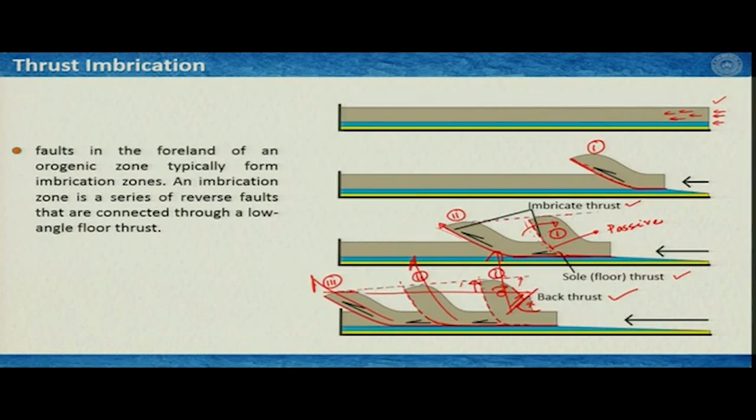An imbricate zone or an imbricate stack may be confined between a floor and roof thrust. We'll learn about it. What I mean by that is that here the top part, at least in this drawing, is somehow empty. But you can have another thrust at the top, and then it is known as a roof thrust, and it is known as duplex structure. We'll learn about it soon.